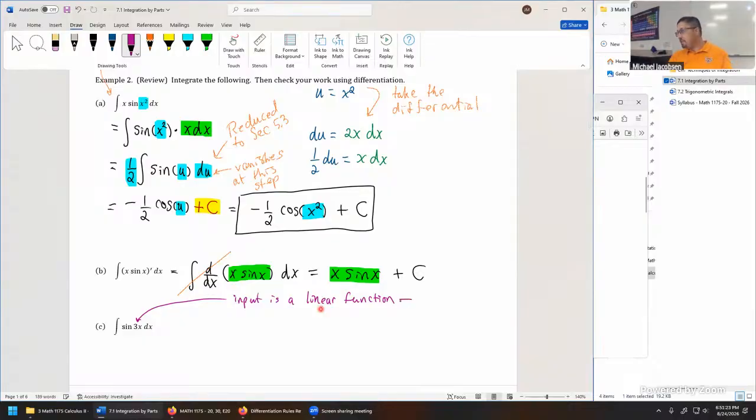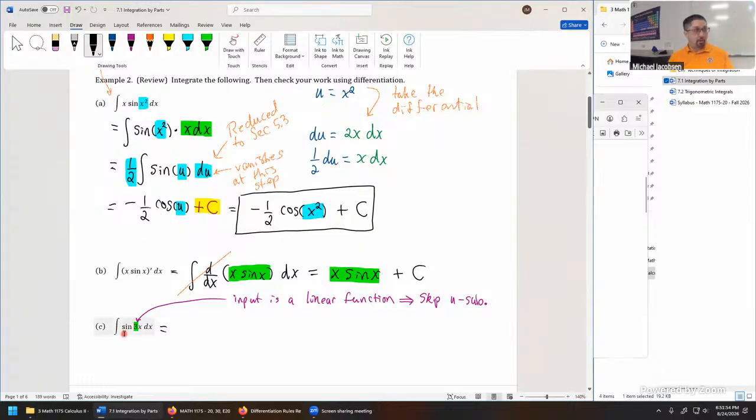Input is a linear function means, just as you'll see in the reading, and as we'll do in class, that we will skip the U substitution process. I'll just abbreviate that to U sub. Now, let me show you the logic on how we'll do that skipping. That's about that constant multiplier 3 right there. We already know from part A what the antiderivative of sine is. It's a negative cosine. So we go from there.